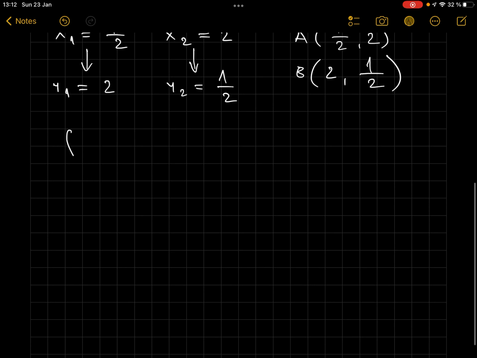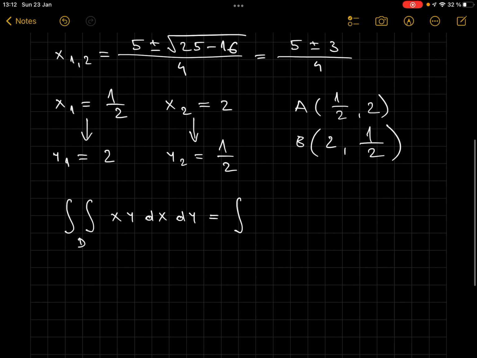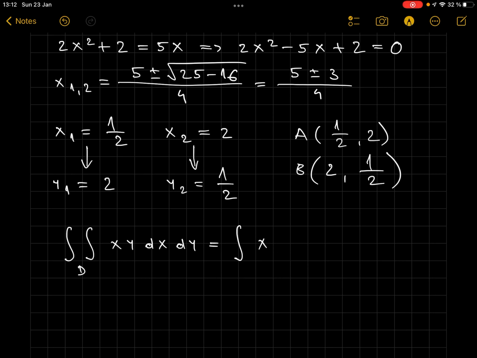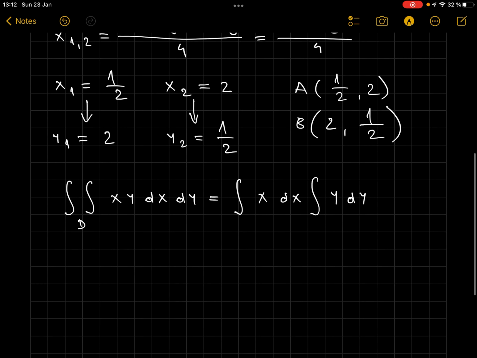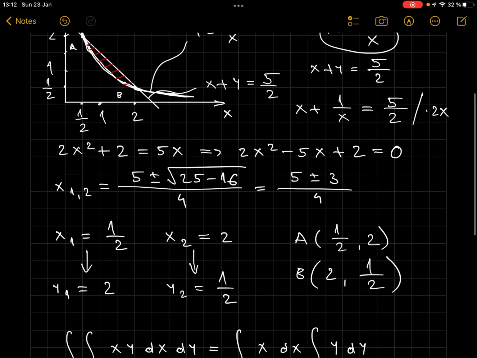So now we can get to computing our double integral over D of xy dx dy. What are the limits of integration here? And what are our limits of integration going to be?